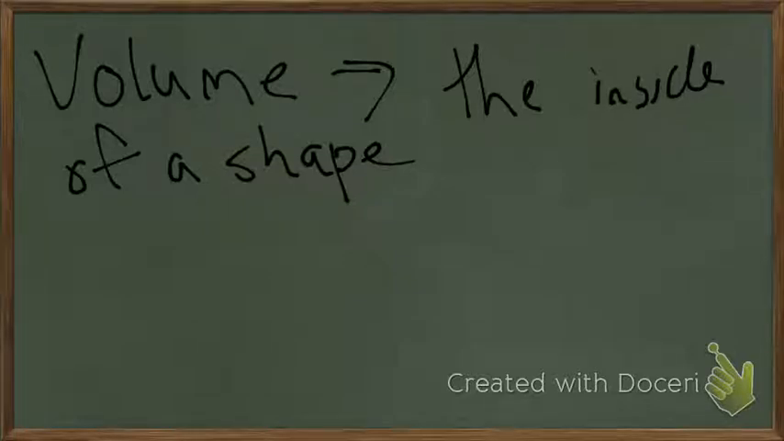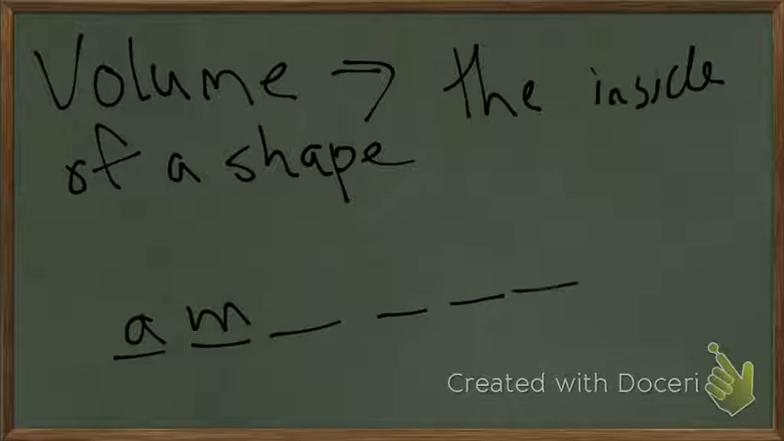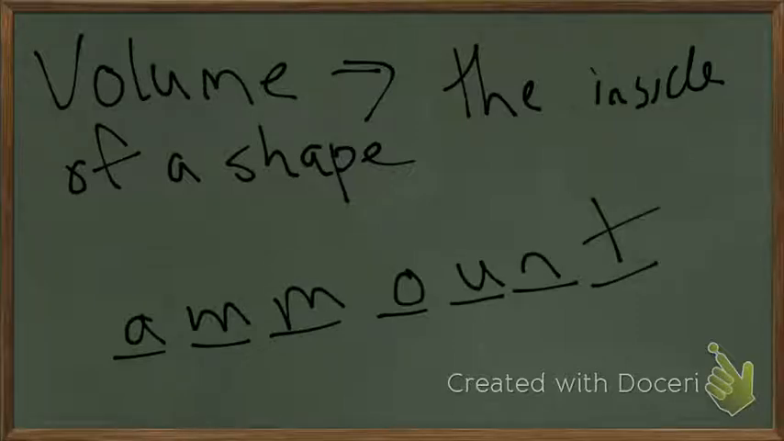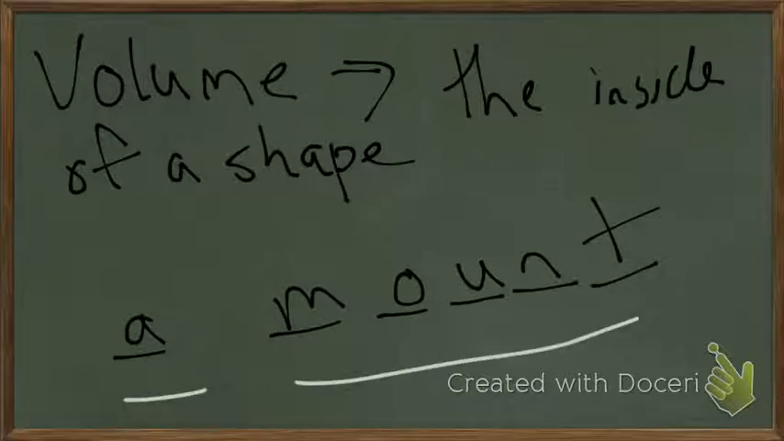Let's do a little hangman thing here. A-M, blank, blank, blank, blank. A-M. Amounts. I always spell this word wrong. Is it two M's or one M? I think it's one M. It was just amounts. See? It's the amounts that an object can take.